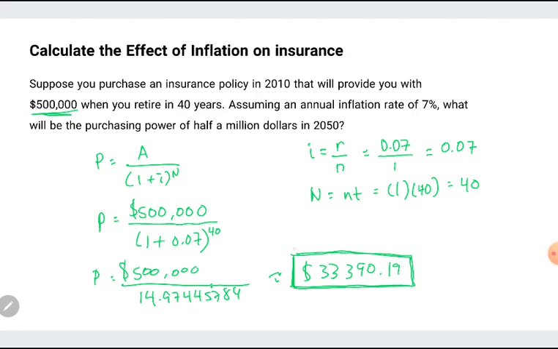Oh, no, no, no. This is the purchasing power of the half a million in 40 years' time. Not how much I need to invest today. That's a different problem.